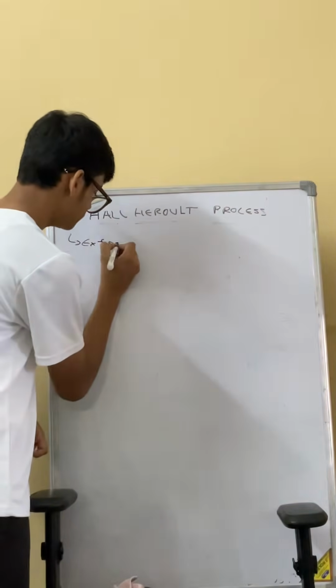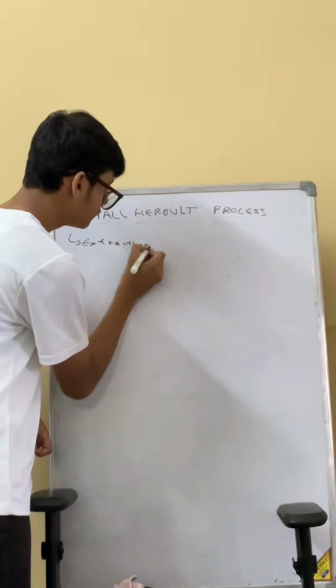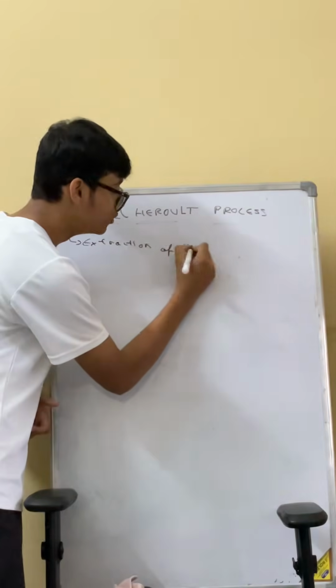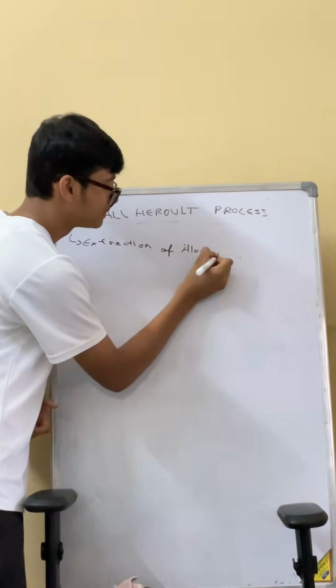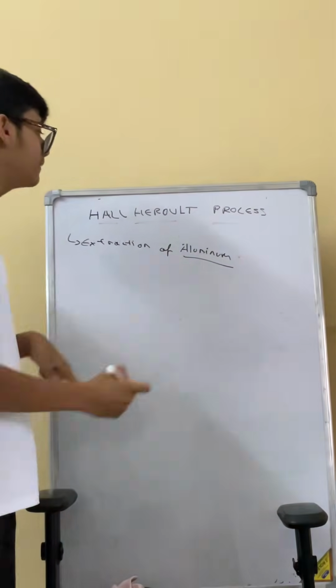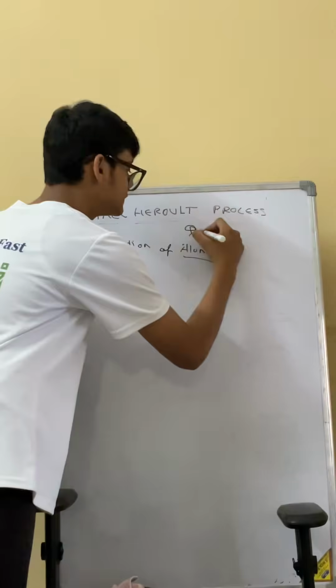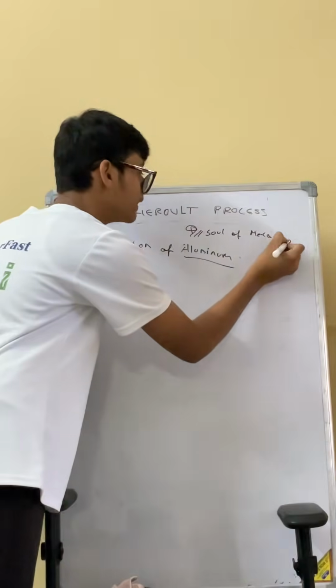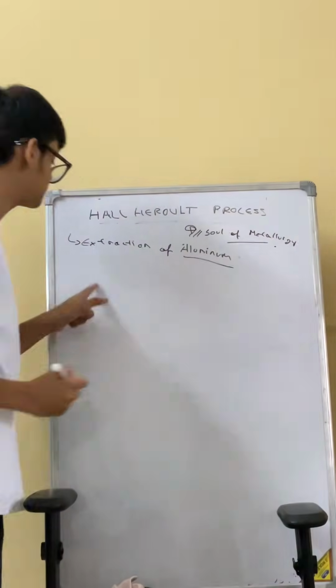Extraction of one of the most abundant metals on planet Earth. Extraction of aluminum. So we are going to study extraction of aluminum, and basically this is the soul of what we call metallurgy. I hope we can understand this much.